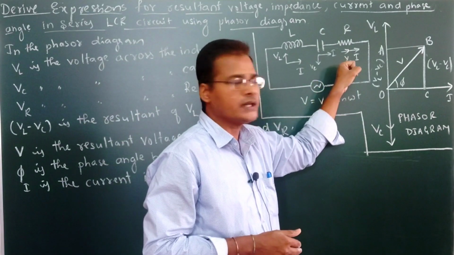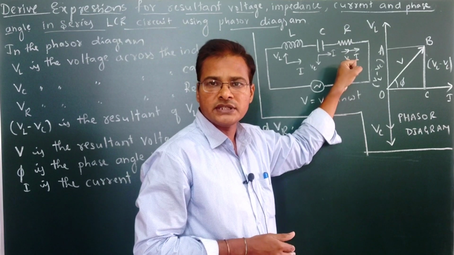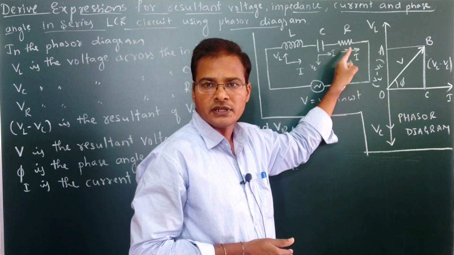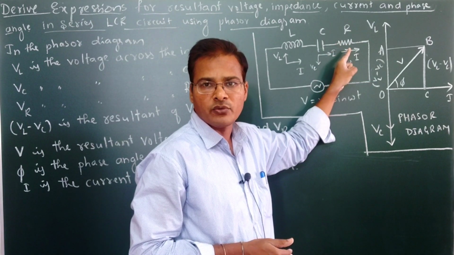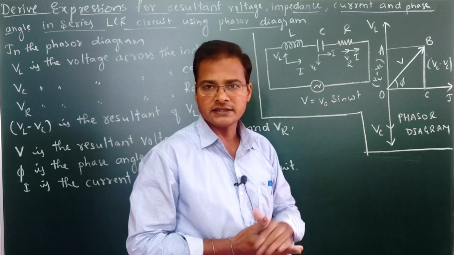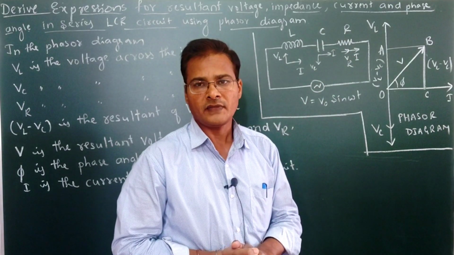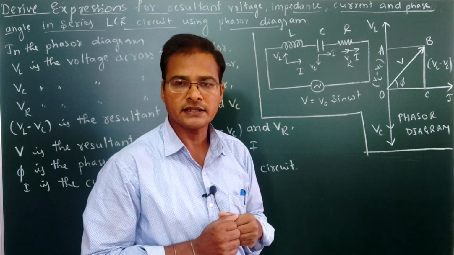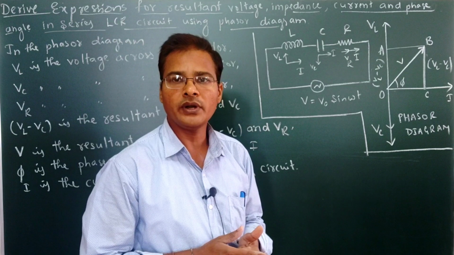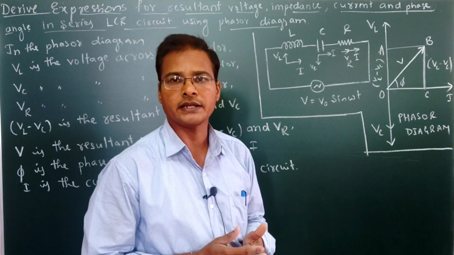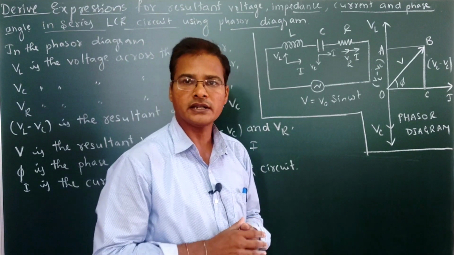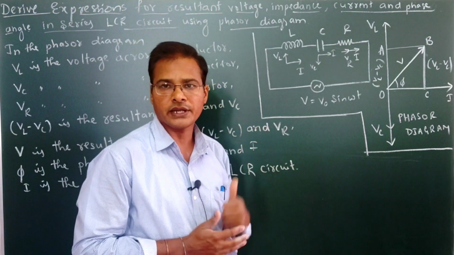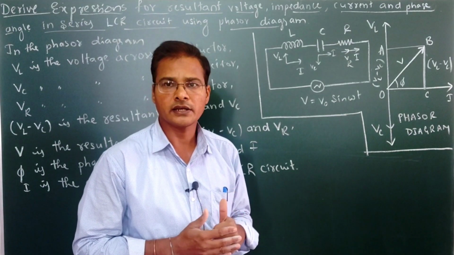And in the resistor there is no change, it is in phase. The phase angle is 0 only, so both are in the same direction. When these devices are connected in series, the resultant voltage is what we are going to understand in this LCR circuit. For that we have a derivation also.